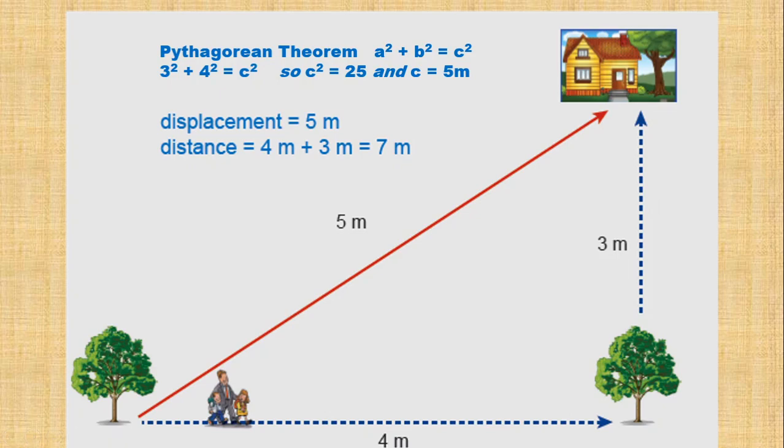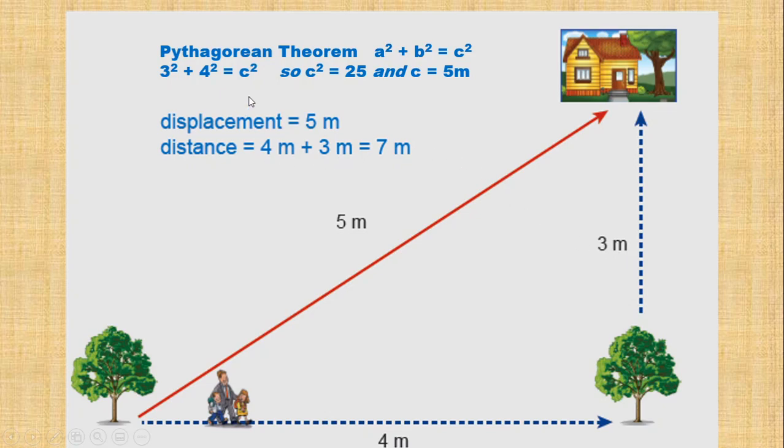So what we're doing is this guy and his kids started at this tree. Okay, and they want to go to the house. Well, they have to go around because for some reason they can't go straight there. So they're going 4 meters to the other tree and then 3 meters to the house. Okay, so if Pythagorean theorem is a squared plus b squared equals c squared, one of these is going to be a and one of them is going to be b. It doesn't matter which one. Okay, so let's make this one a.